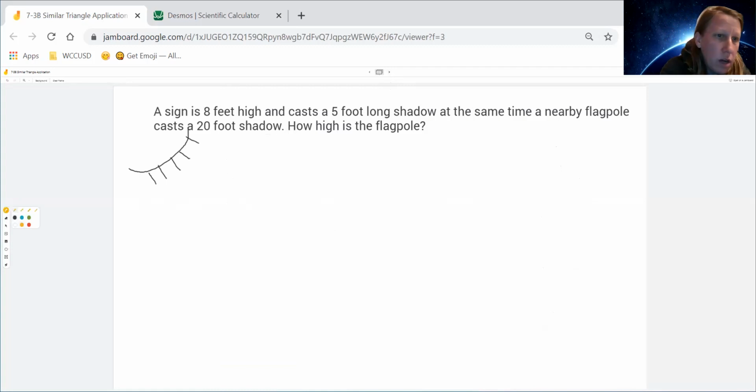This is one of your options for the test on Friday. You can, instead of doing a worksheet type test, you can go outside and figure out how to measure something tall.